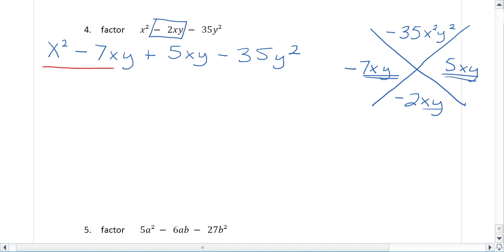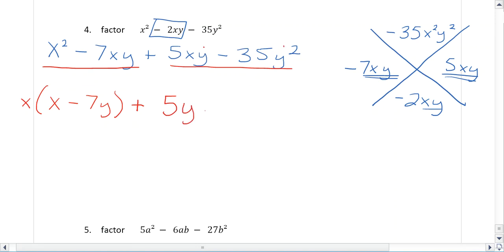So once again, we group the first two together and find the GCF, and all I see here in common is an x. So I have x minus 7y, and looking at these last two, I see we have a 5 in common, and just checking carefully, we also have a y in common. So we need to factor out a 5y, leaving us with x minus 7y.